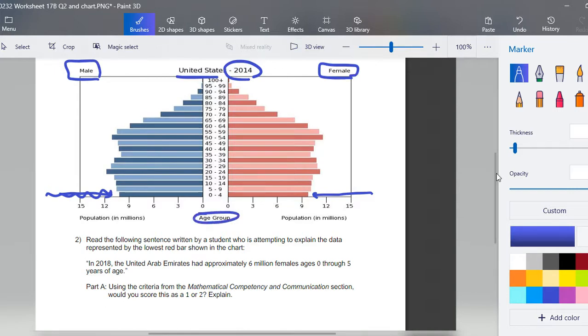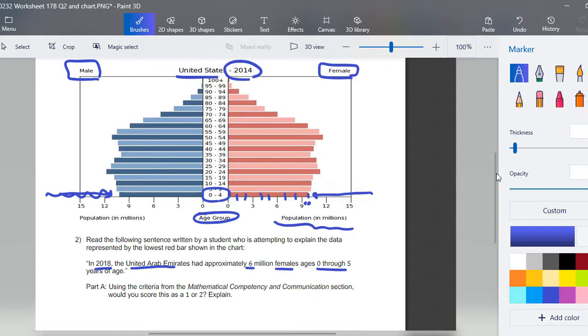You have an age group, and you have a population in millions. So this looks like 1, 2, 3 million, 4, 5, 6 million, 7, 8, 9 million, 10-ish, 11, 12-ish million. And so we're sitting about right here at the 10 million mark. The age group is 0 to 4. So let's read what they wrote. In 2018, the United Arab Emirates had approximately 6 million females ages 0 through 5 years of age.